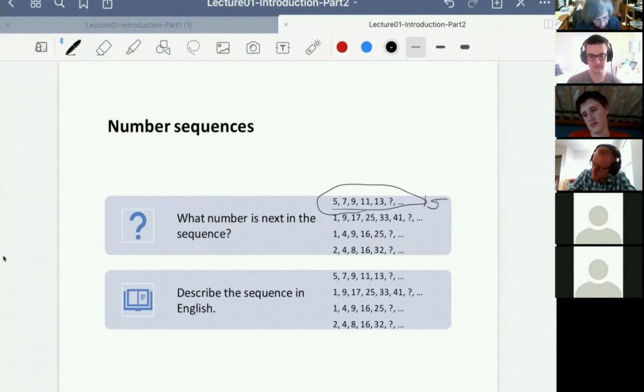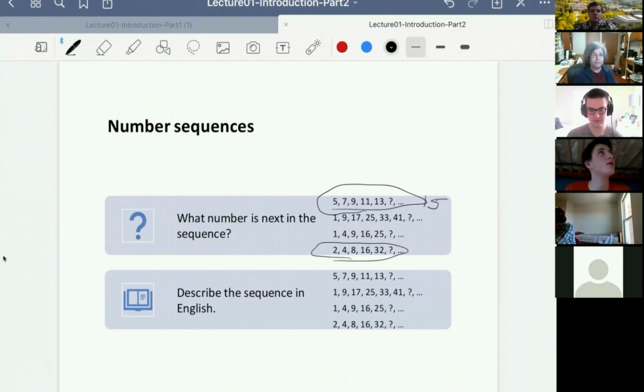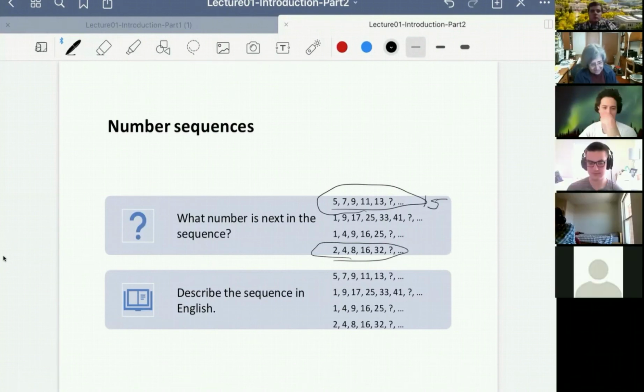Let's see. What shall we say is, I don't know, do you want to do the last one here? This one. What's the next one there? 64. That's it.